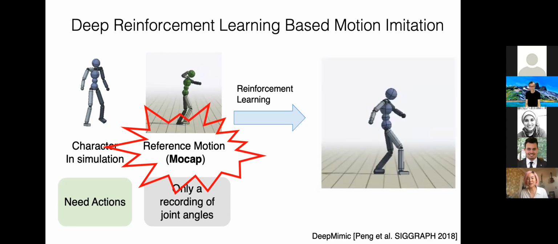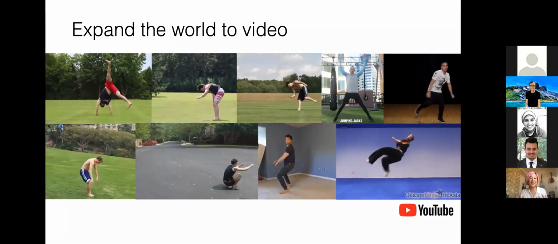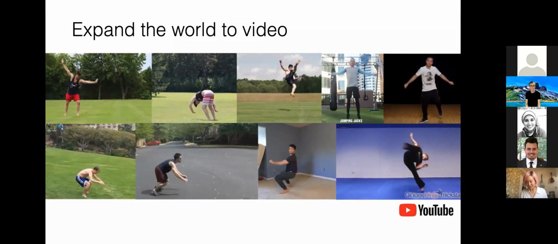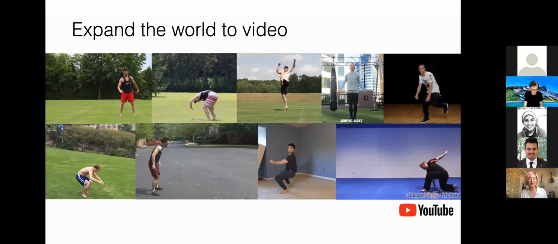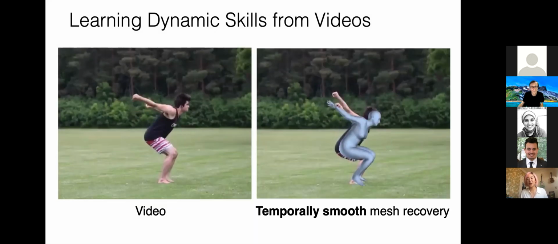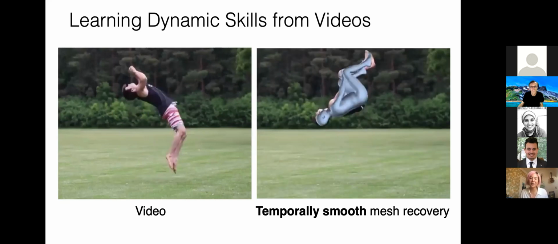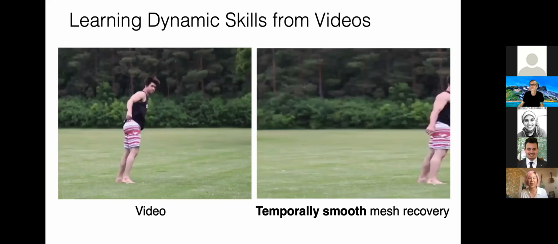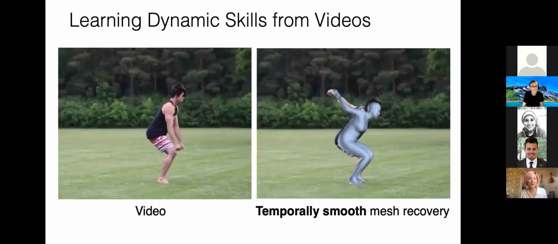So let's expand the world to YouTube videos of people doing these acrobatic skills. This is the work that we presented in SIGGRAPH 2 years ago, where the goal was to recover temporally smooth mesh recovery. Back then, there wasn't any HMMR or VIBE, so this was more like a post-processing way of taking HMR outputs. And then you can use this as a target to train this policy.